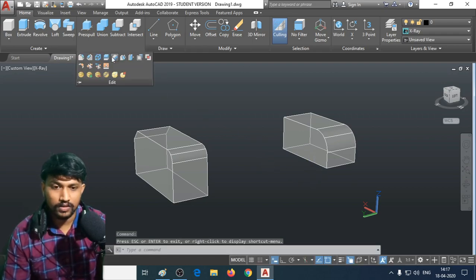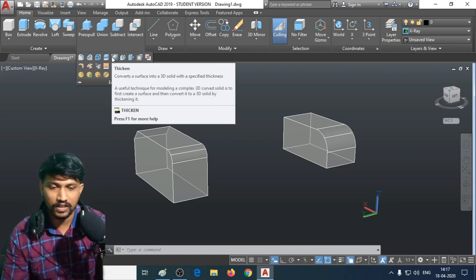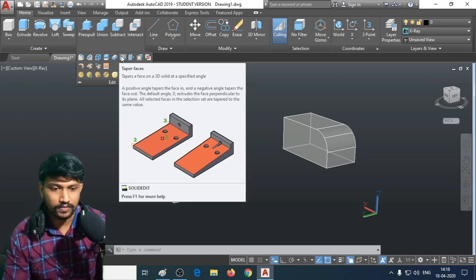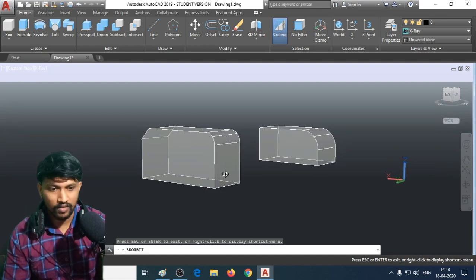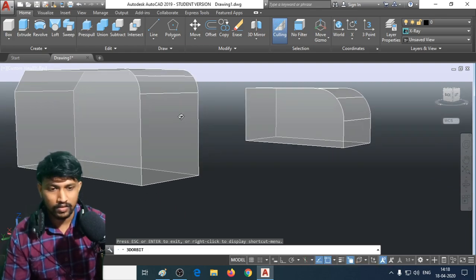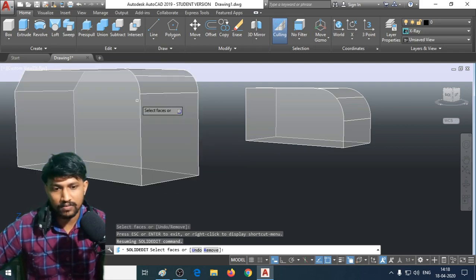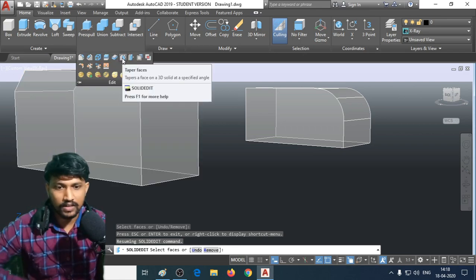Now the next one is the thicken. If there are some surfaces there, since we are not dealing with surfaces right now, I will talk about this particular tool later. After that, taper faces. Taper faces is helpful whenever you take this particular face here and want it to be made at a certain inclination, a taper one. Then you can use this command, taper faces.